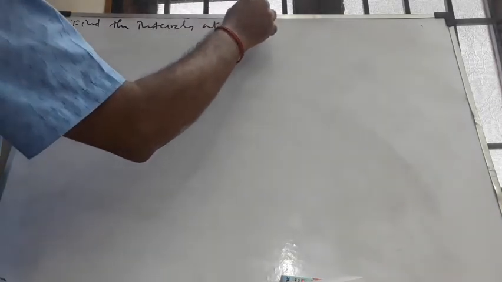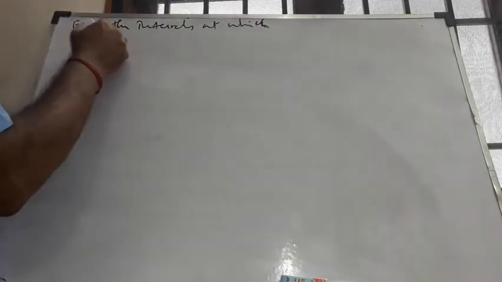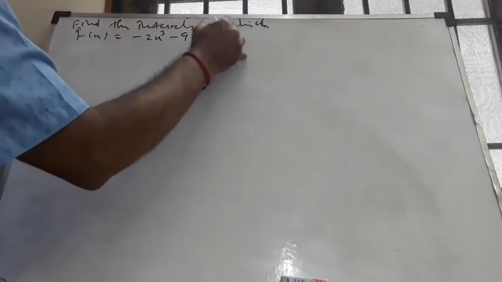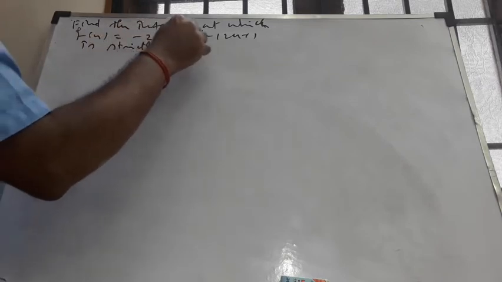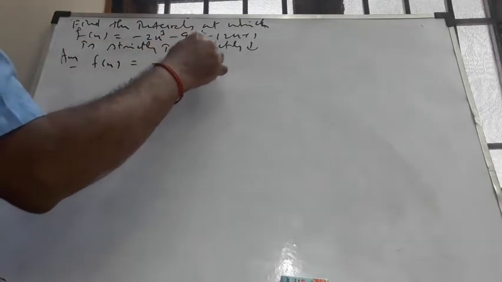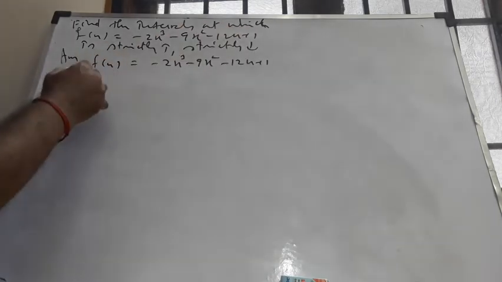Okay, find the intervals in which f of x equal to, let us say, minus 2x cube minus 9x square minus 12x plus 1 is strictly increasing, strictly decreasing. Let me repeat: minus 2x cube minus 9x square minus 12x plus 1. Answer: f of x is minus 2x cube minus 9x square minus 12x plus 1.